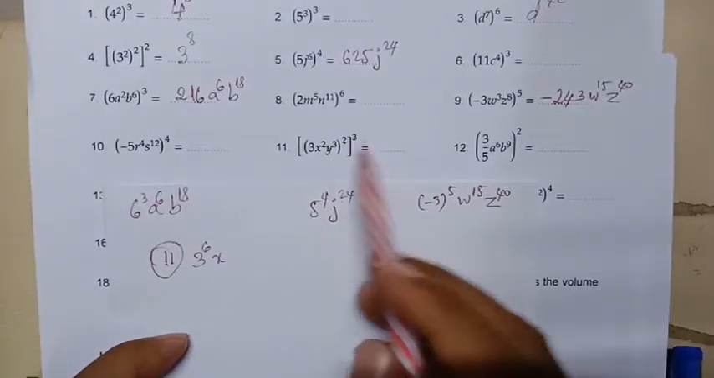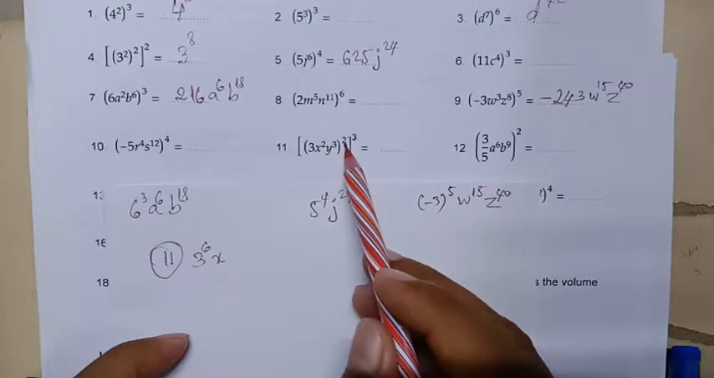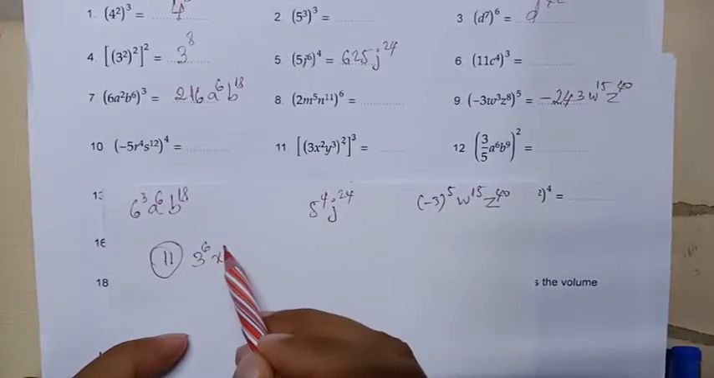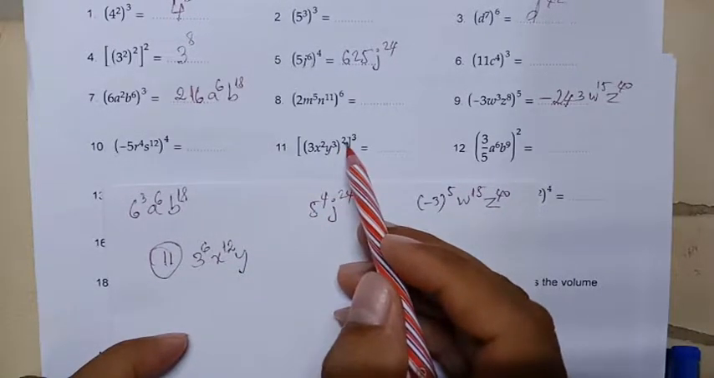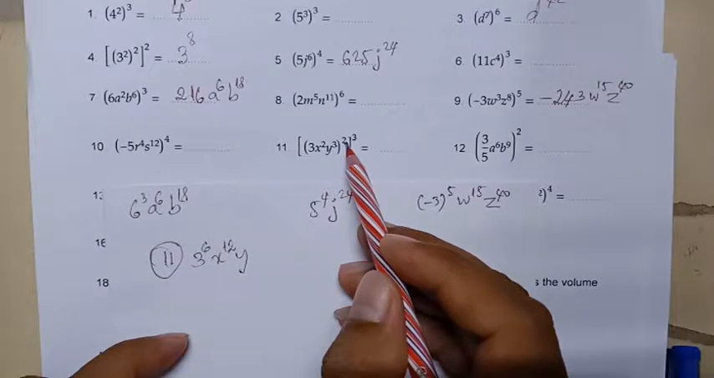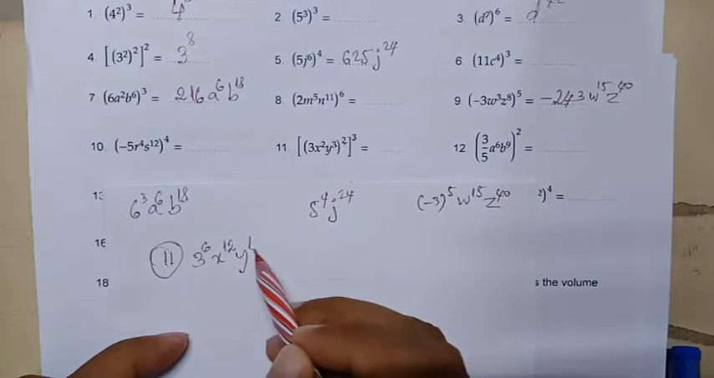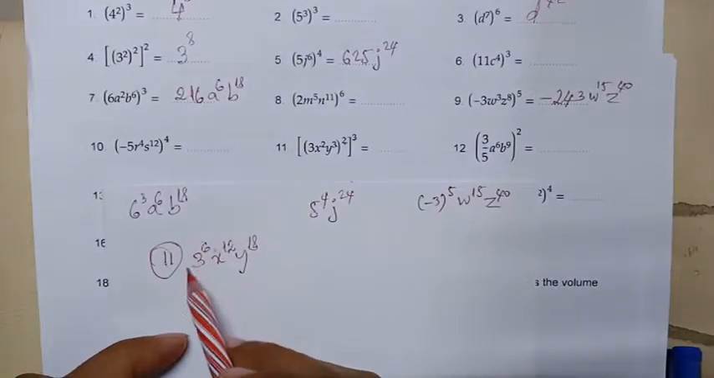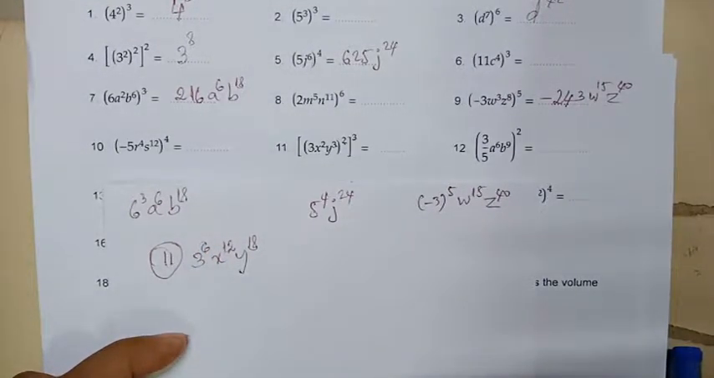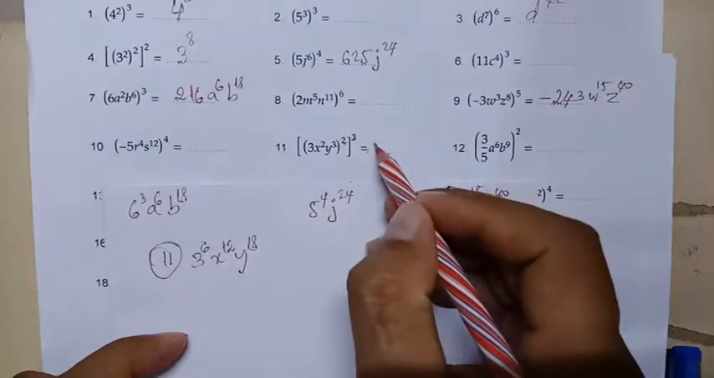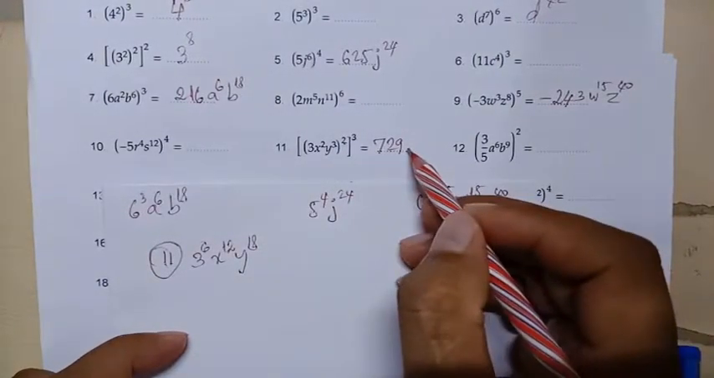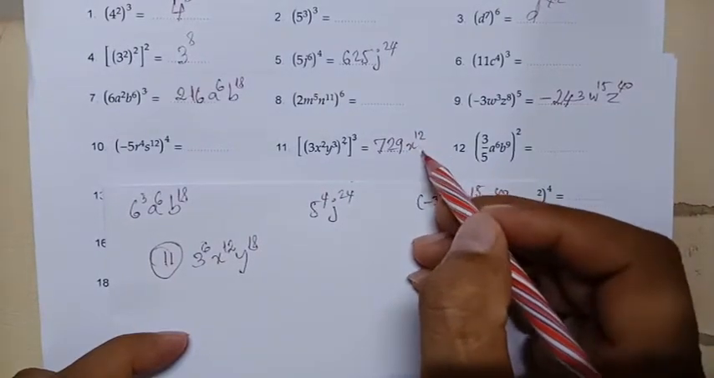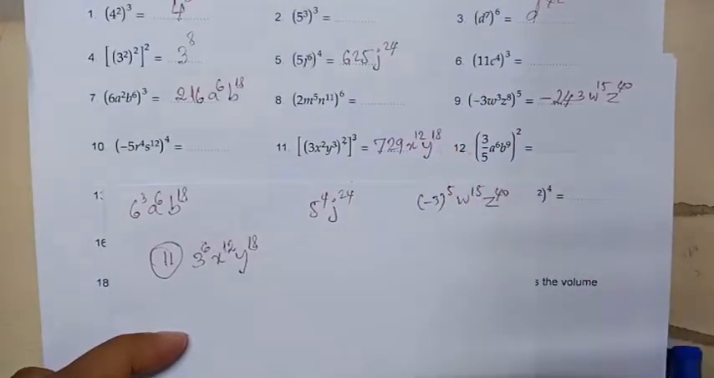And then x, you have x to the 4 here, times 3, 12. Y, 6 times 3 is 18. Now we need to work on 3 raised to the 6. 3 raised to 6 is equal to 729. 729, x raised to 12 and y raised to 18.